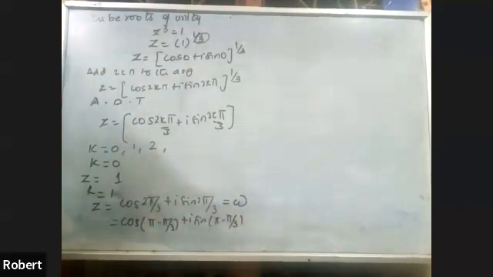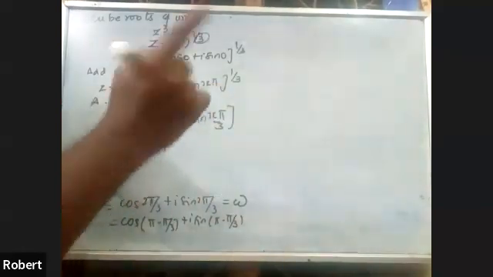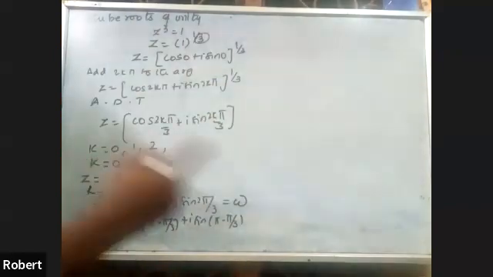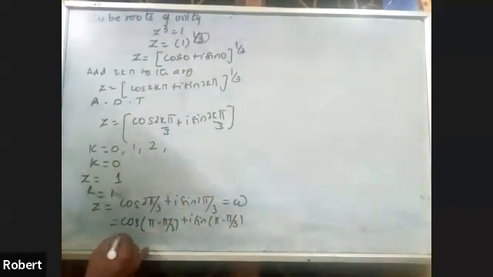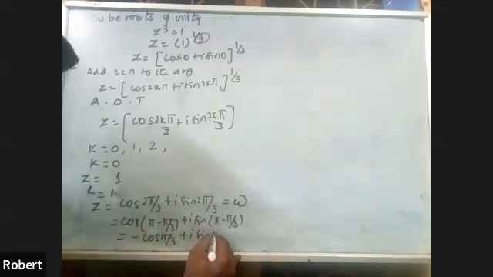Isn't it? Now cos of 180 minus theta lies in the second quadrant. All silver teacups, all children take chocolates. Right? In the second quadrant, which is positive? Sine and cosecant. So cos is negative. Therefore I can say minus cos pi by 3. Sin of 180 minus theta is what? Just sin theta. Therefore plus i sin pi by 3.